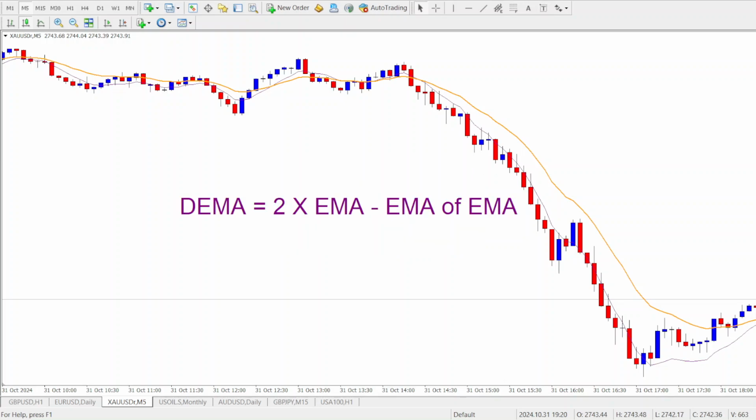Okay, now this may look a bit complicated, but the goal is simple. By doubling the exponential effect, you get a smoother line, right? You can see how we have a smoother line on the DEMA rather than the EMA. So by doubling the exponential effect, you get a smoother line that still captures the changes in price more accurately than an EMA would, okay?